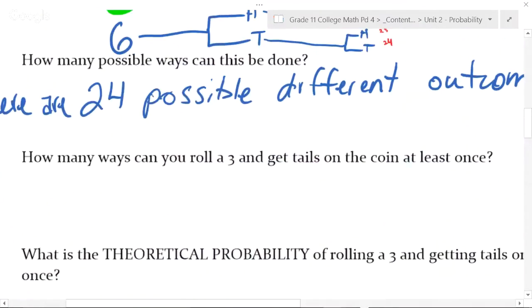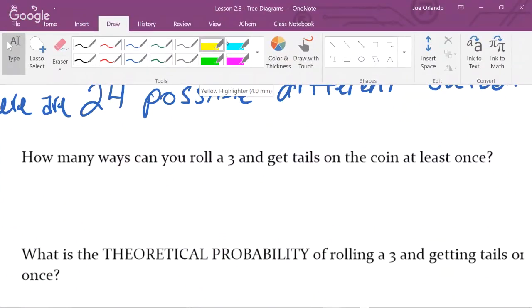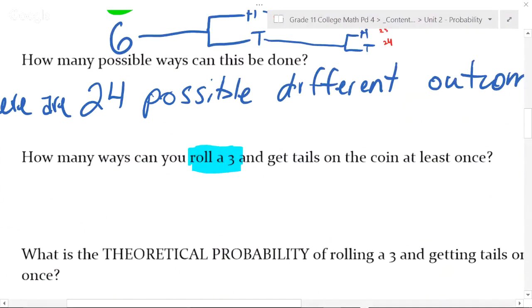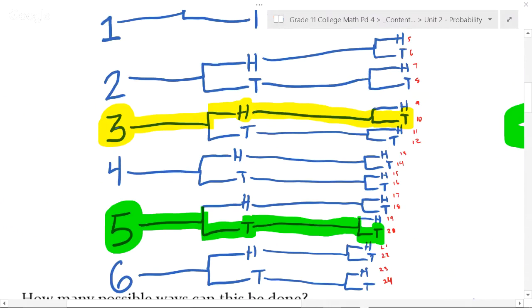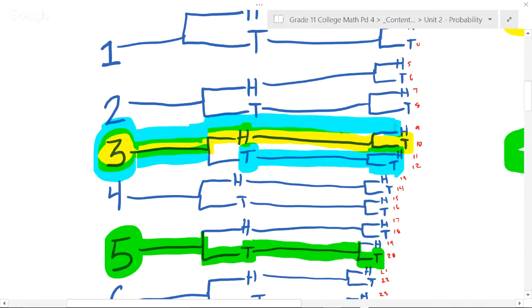For example, roll a 3 and get tails on at least 1 coin. Well, we're going to look for rolling a 3 and tails at least once. So if we roll a 3, that's limiting us to this chain, the yellow chain. And then we could either get tails on the first, and then it doesn't matter what happens after that. The second roll is irrelevant because we've already got tails. Or if we get heads on the first, it's still possible because we could get tails on the second.